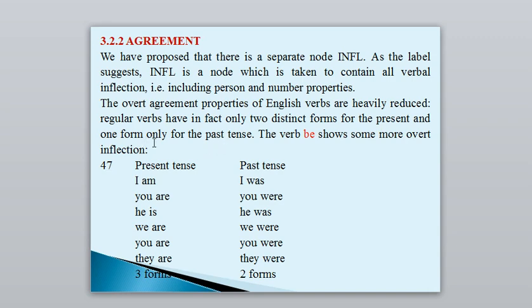There is no change in the inflection of the verbs. So the agreement in English is heavily reduced, but just in the be form, we have a kind of variation in inflection in English. For example, in the present tense, I am, you are, is, are, you see here, and the past tense was, were, you see here. We have three forms, we have two forms. Okay, so we call it agreement between the subject and the verb.